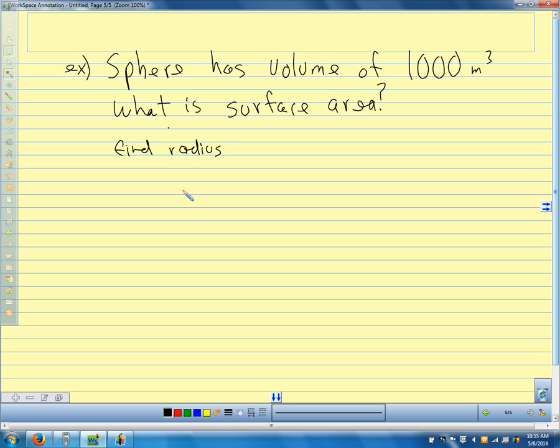How can we find the radius? Well, we know the volume is 1,000 cubic meters. So we know our volume is 4/3 pi r cubed. Well, our volume is 1,000 cubic meters. So 1,000 equals 4/3 pi r cubed. I can solve this for r. So I'm just using my volume formula to figure out my radius.